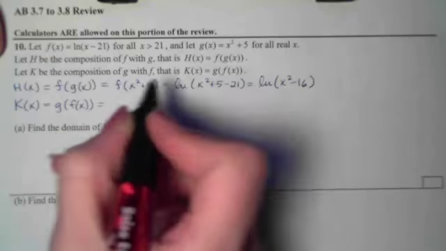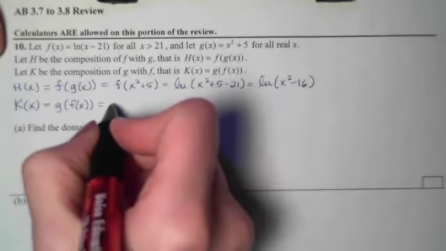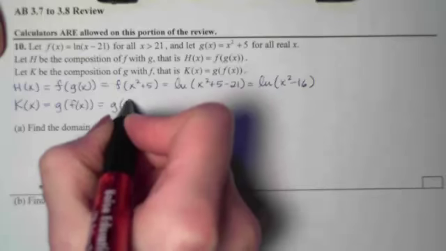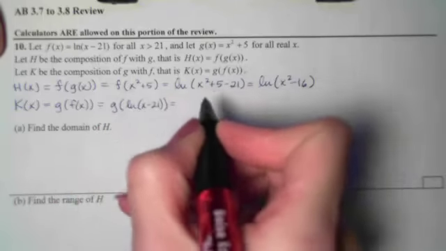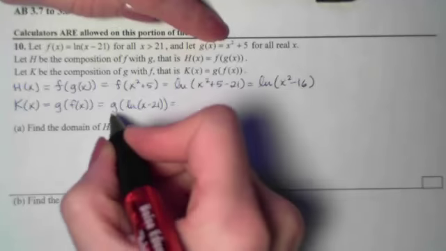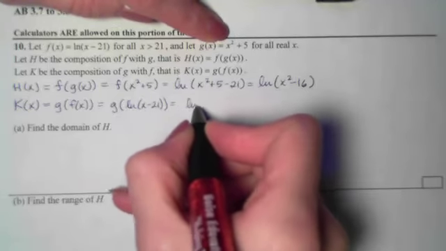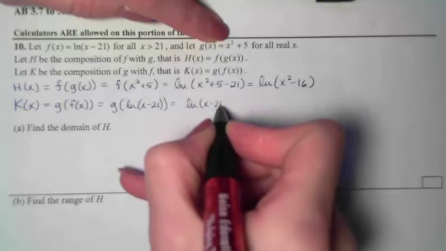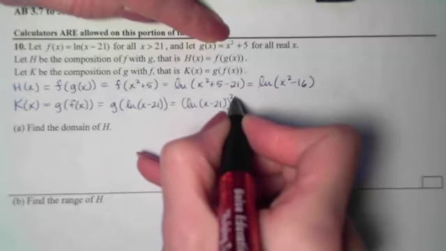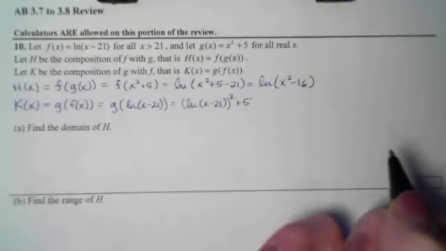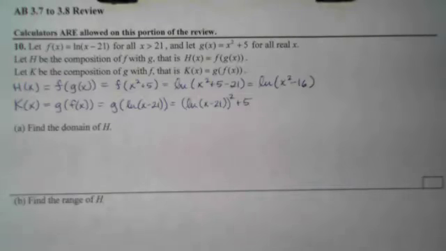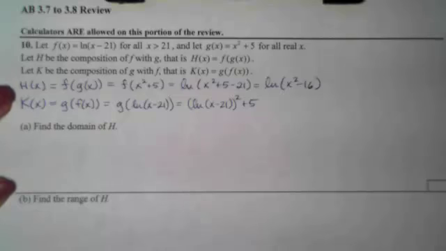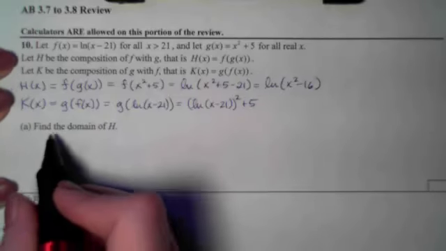Here we want f to go into g, so that means we'll have g of this log natural of x minus 21, which will be this log natural squared plus a 5. So the rest of the problems deal with domains and ranges and derivatives. So the first one says we want to find the domain of h.